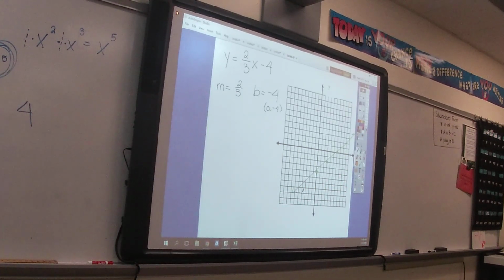And there's your line. And we're making a long line and we're extending it because what does that line represent? All the x and y values that make that equation true.